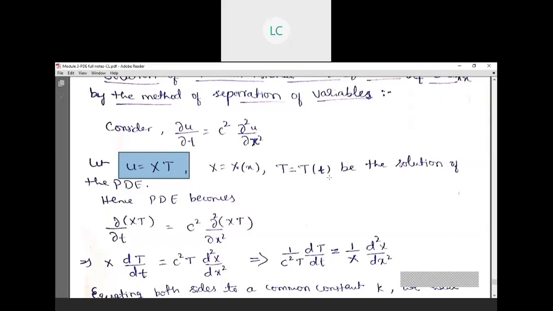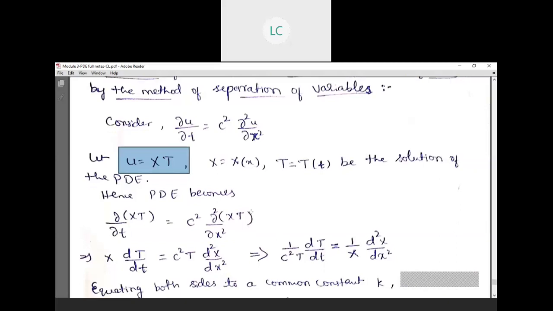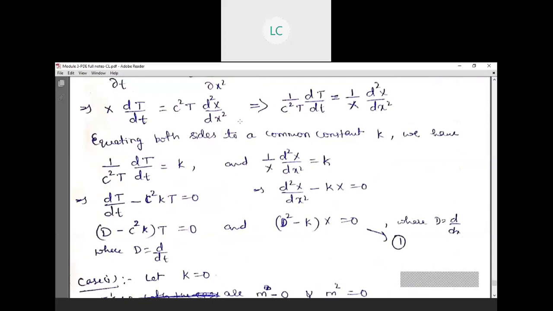In the heat equation, in place of u, replace it by X times T in both the LHS and RHS, rewrite in terms of ODE and separate the variables. After that we will get (1 by c square T) dT by dt is equal to k and (1 by X) d square X by dx square is equal to k.